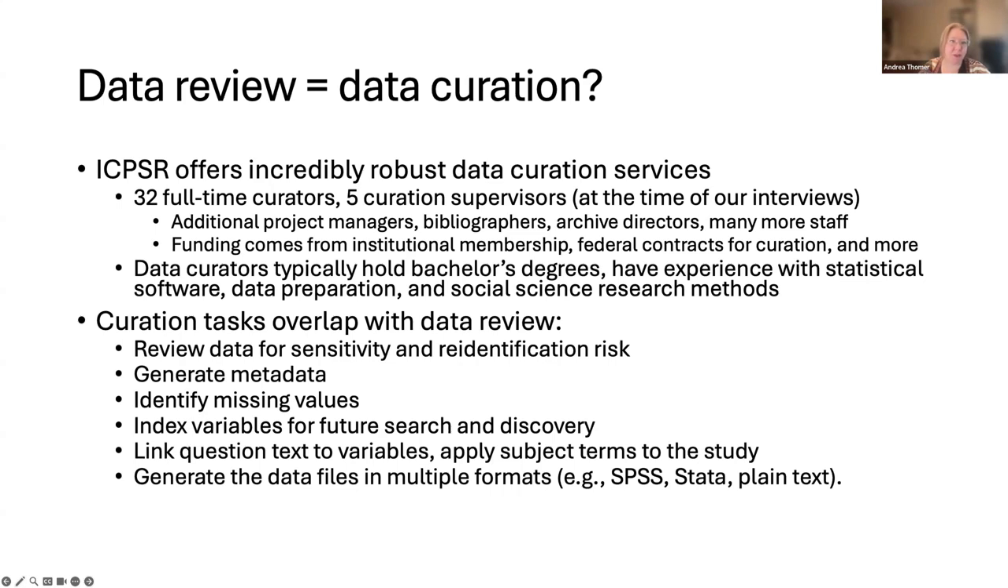So there's a good number of curatorial tasks that the curators do at ICPSR that overlap with data review. That includes things like reviewing data for sensitivity and re-identification risk, because this is social science data. There's a lot of potentially personally identifiable information in there. Especially some of ICPSR's collections, they're the home of a couple of surveys that are looking at sensitive populations in the US. So they want to make sure that they're not putting their participants in danger. Curators also generate metadata, identify missing values, index variables for future search and discovery. That's a really big deal to making their repository more searchable. And doing things like generating data files in multiple formats.